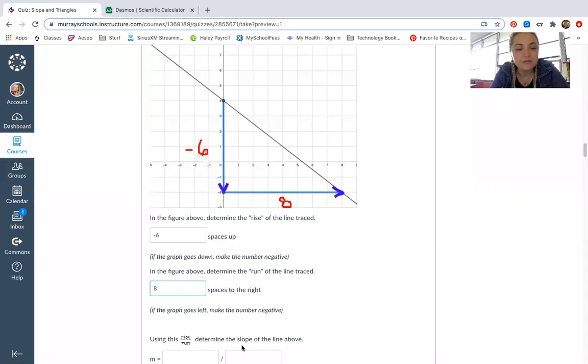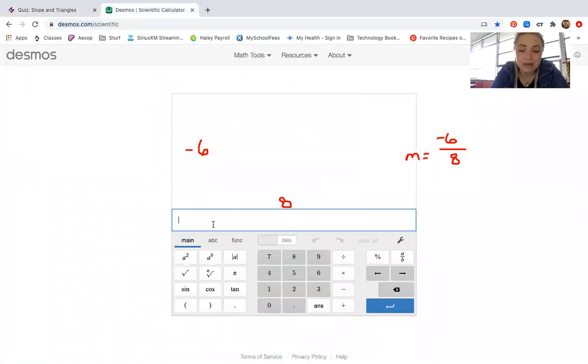Okay, so now it says use the rise over run, determine the slope of the line above. So my rise over run that I've got here is m equals, and I would write -6/8. And you'll notice, remember, you have to put the fraction bar in between them. But on this one, -6/8, that can be reduced. So I'm going to go to my calculator, or I could do this in my head. But how do I reduce -6/8?